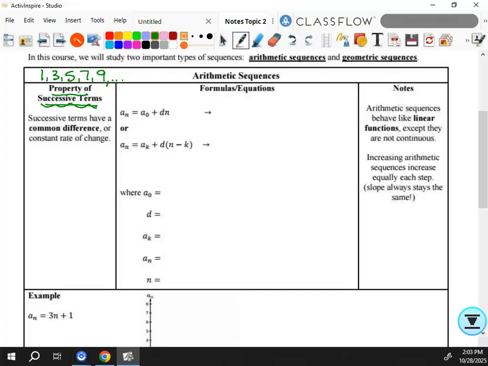Okay, so successive terms have a common difference. That common difference is represented by a lowercase d for difference, or a constant rate of change, which is what makes it linear.